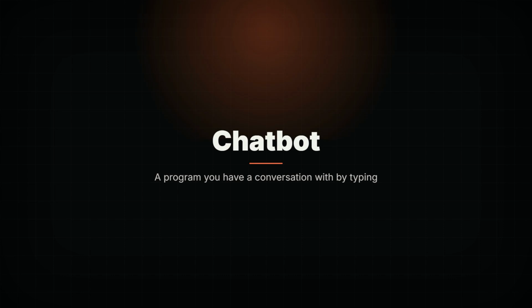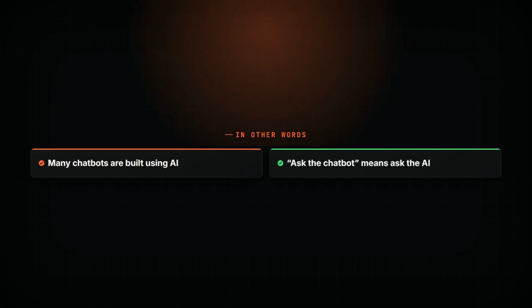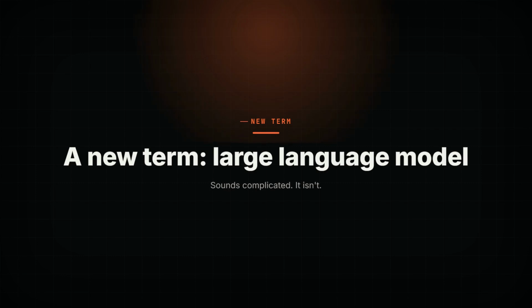You may have also heard the term chatbot. A chatbot is just a program you can have a conversation with by typing, and many chatbots today are built using artificial intelligence. So when someone says, I asked the chatbot a question, they usually mean they typed a question to an AI program and it typed back an answer.